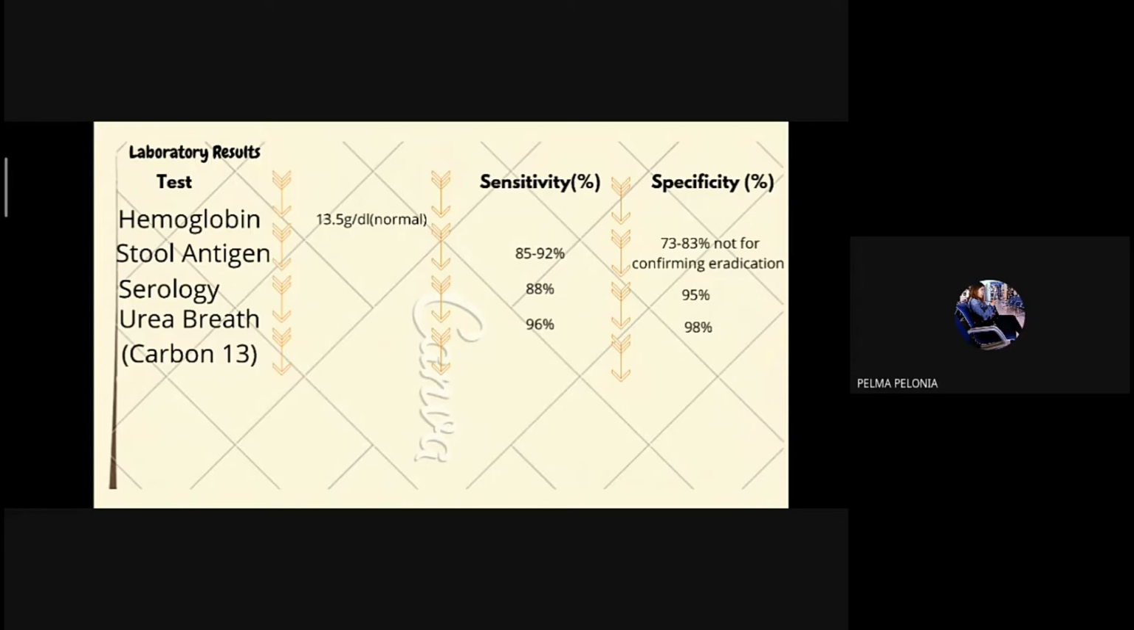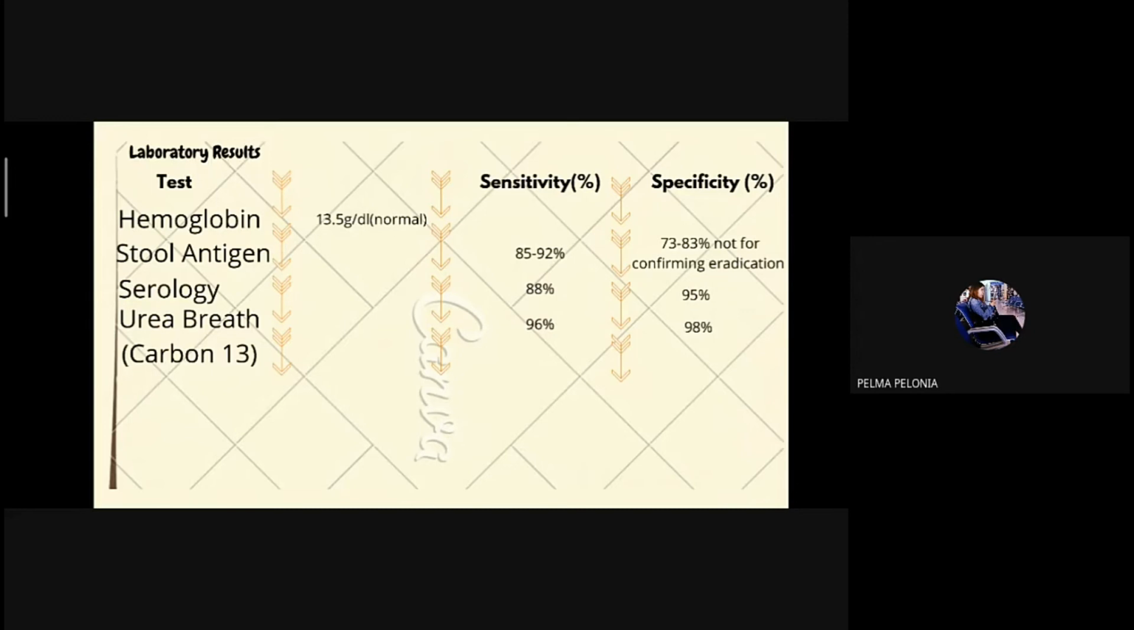The stool antigen test and urea breath test are recommended for diagnosis of a Helicobacter pylori infection and for the evaluation of the effectiveness of treatment. These tests are the most frequently performed tests because they are fast and non-invasive.